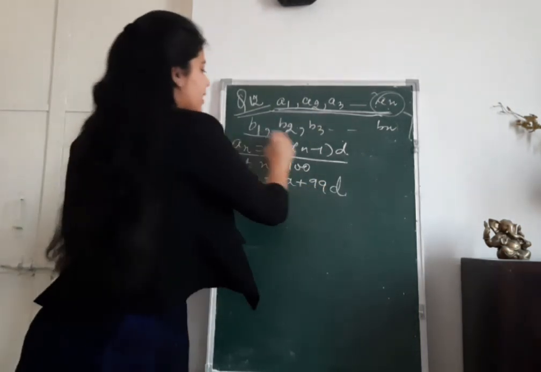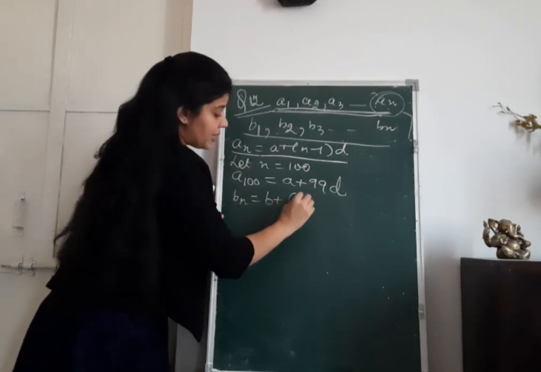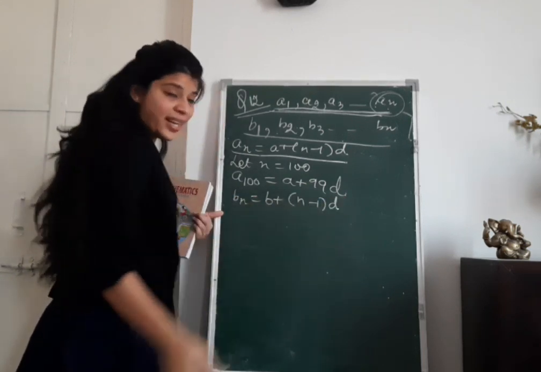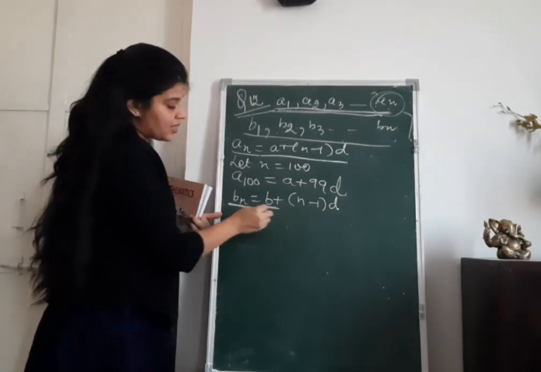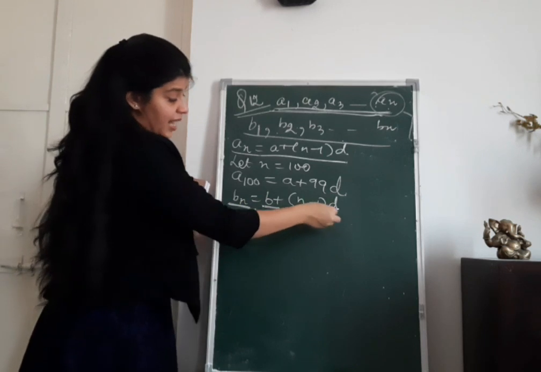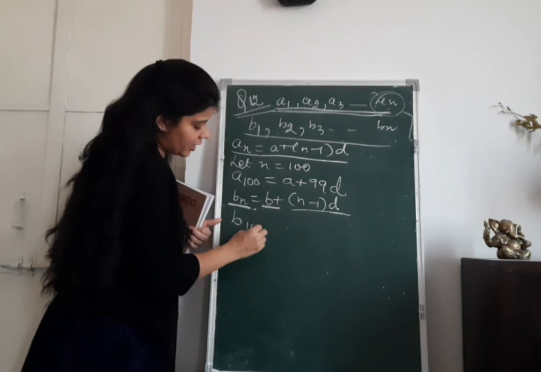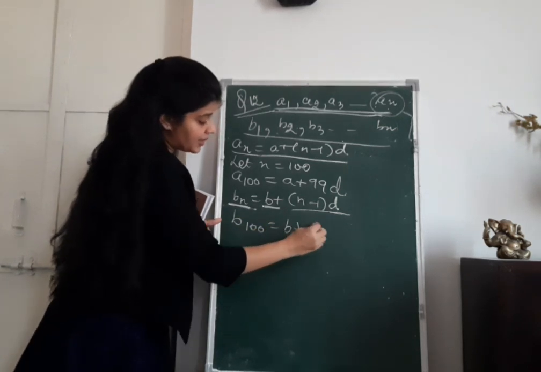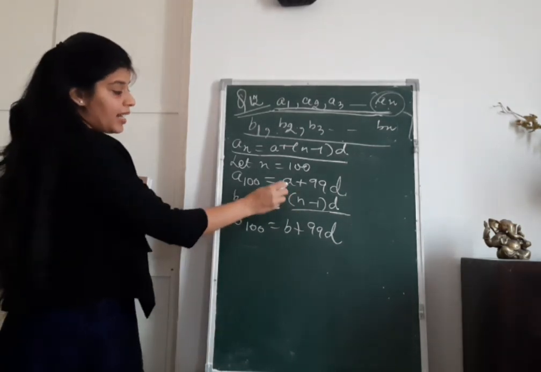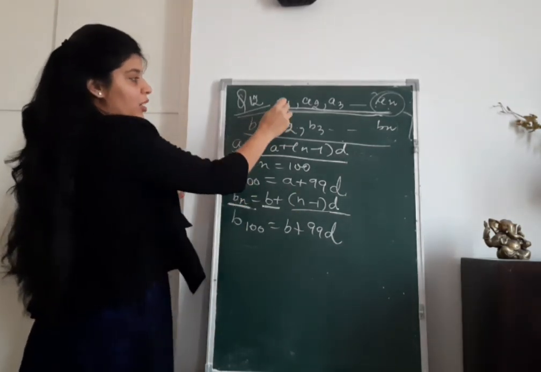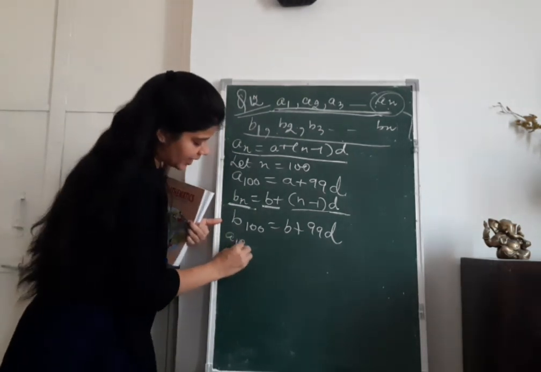In a similar manner, can I write for this that Bn is equal to b plus n minus 1 into d? Right? Using our general formula, here is the nth term, here is the first term, here is n minus 1 and here is common difference d. Now, what will be B100 equal to again? b plus 99d, right? Where a and b are the first terms respectively of these series. Now, the difference between their 100th term is what?